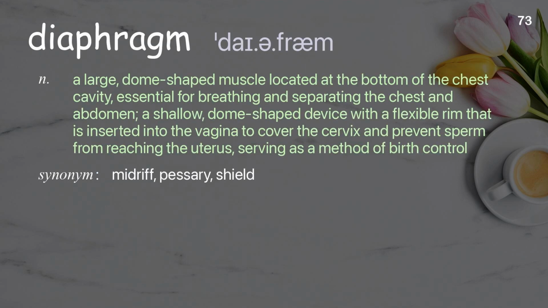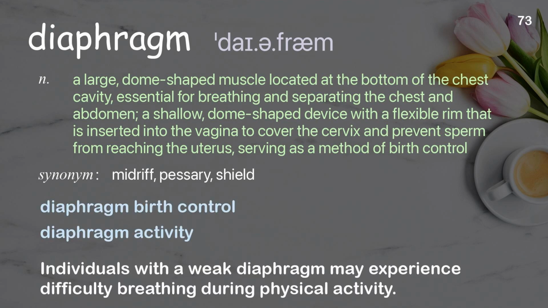Diaphragm. A large, dome-shaped muscle located at the bottom of the chest cavity, essential for breathing and separating the chest and abdomen; a shallow, dome-shaped device with a flexible rim that is inserted into the vagina to cover the cervix and prevent sperm from reaching the uterus, serving as a method of birth control. Examples: Diaphragm birth control. Diaphragm activity. Individuals with a weak diaphragm may experience difficulty breathing during physical activity.